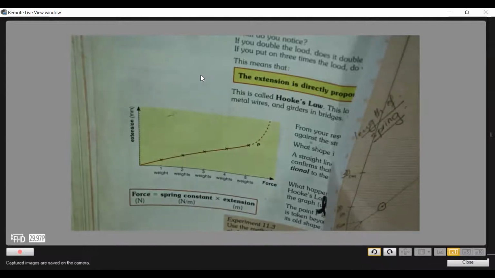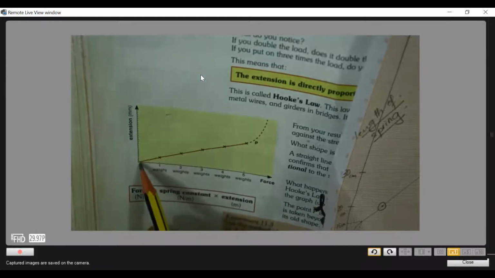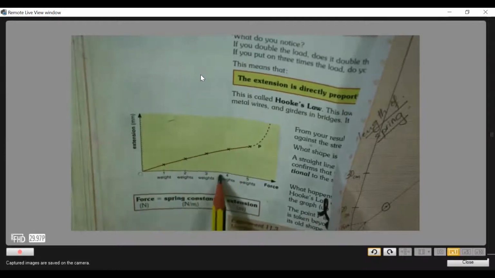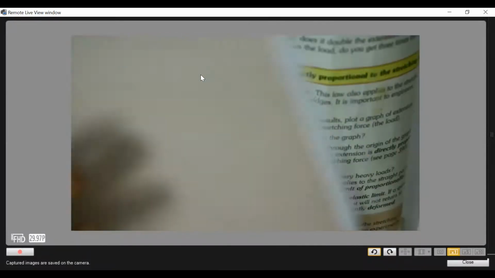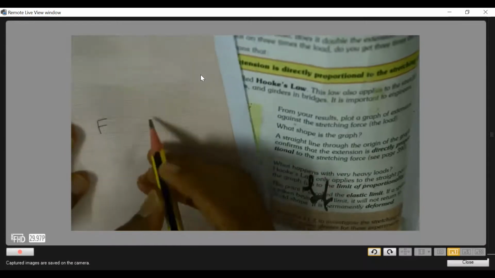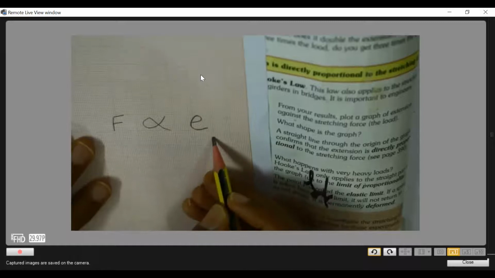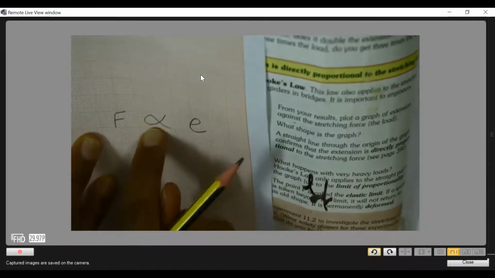So when you have two quantities which give you a straight line passing through the origin, then you say that they are directly proportional. When two quantities are directly proportional, what can we say? We will say that force is directly proportional to extension. F for force, E for extension. What does this symbol mean? This symbol means directly proportional.